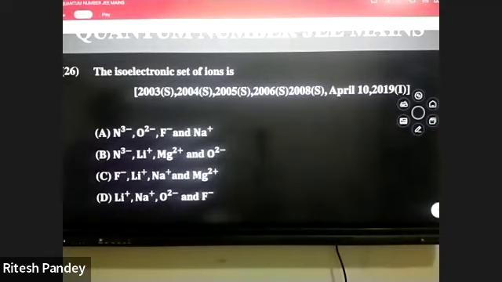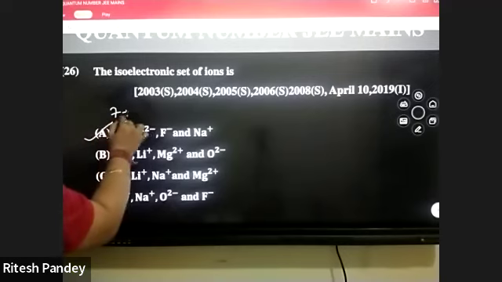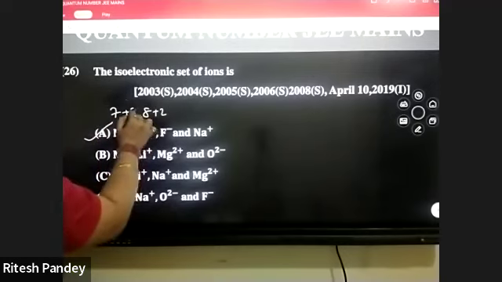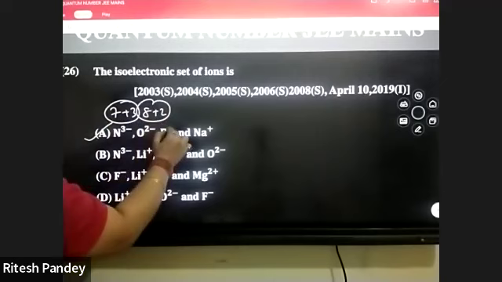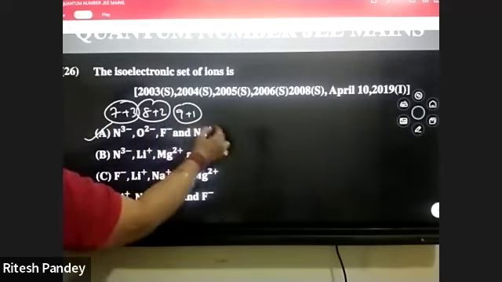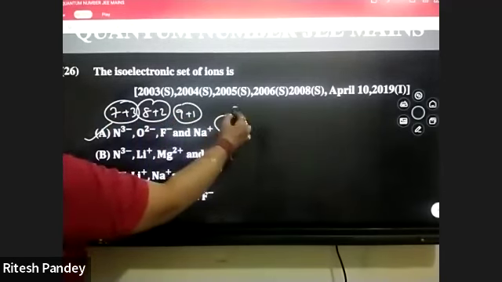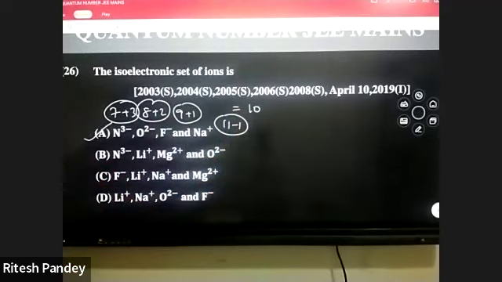Isoelectronic set of species. Yes, please. A. Naturally, Option A. N3 minus, O2 minus, F minus, Na plus is like 7 plus 3, 8 plus 2, 9 plus 1, and this is 11 minus 1. They're all going to have 10 electrons.